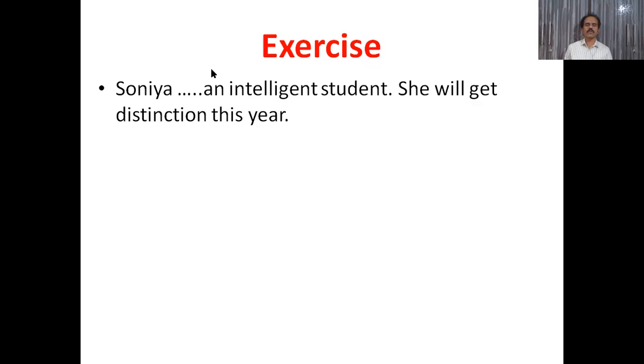It has to be is or was. Let's look at whether any other word helps to decide is or was. Does anything help? An intelligent student. There is no clue here. She will get distinction this year. Look at this: this year is present tense, and will is a future tense word. So this year is present. We have to fill this blank with the present be form, and the answer is right. You are right, my dear students: is.